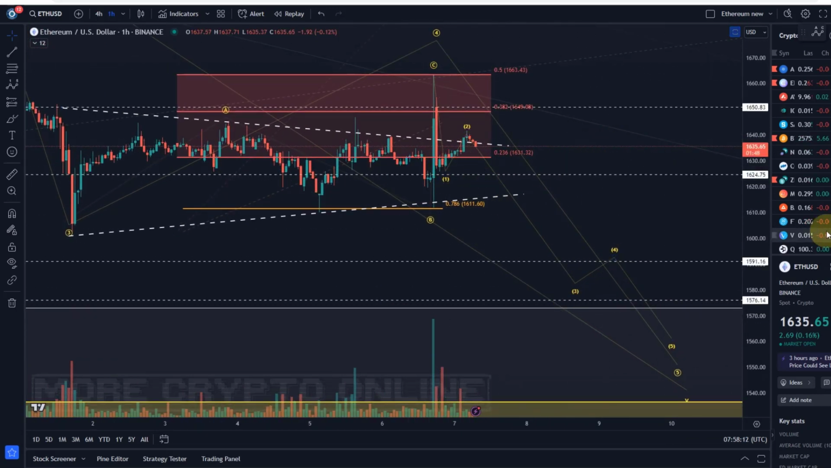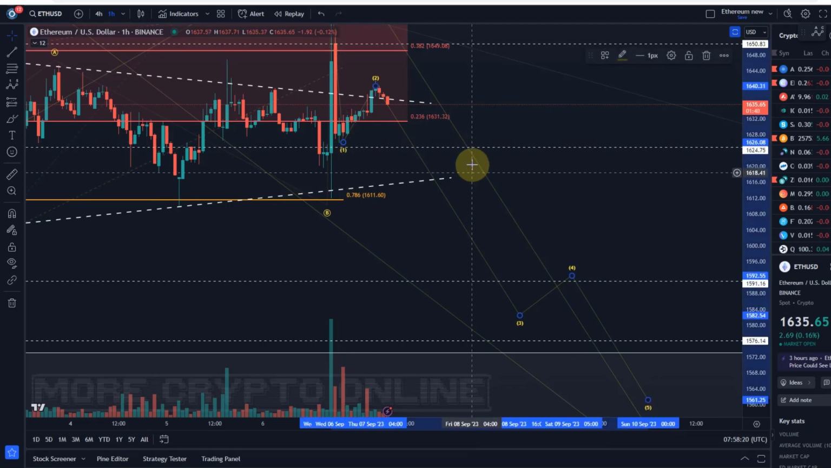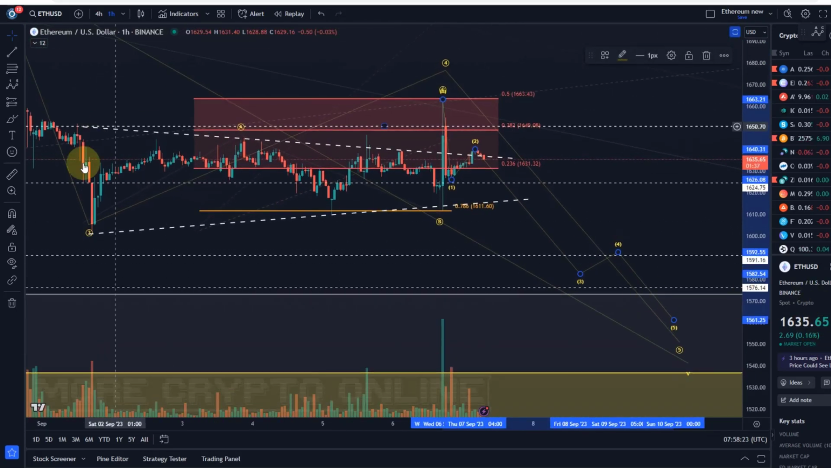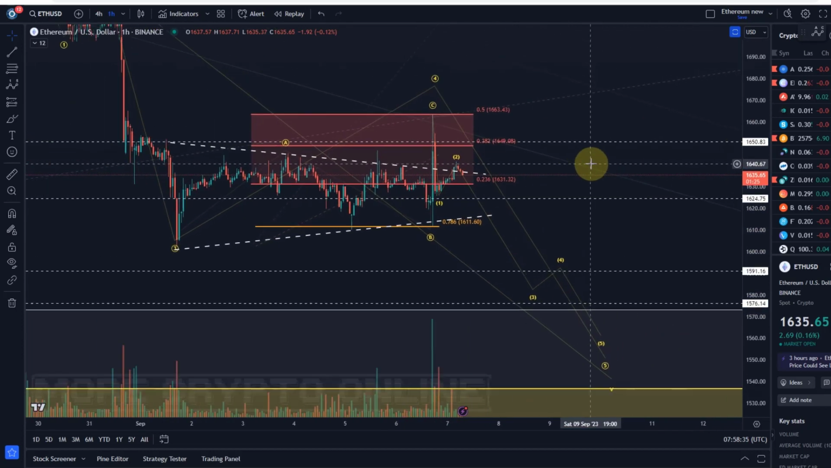A third wave would increase in probability if the price breaks below 1625, which is the wave 1 low. That's typically how it is, but in the context of this, we really need to see that flush. It can always go a little up and down, and we had a lot of fake-outs here, so it's just what ETH does at the moment. But that's sort of how it could work.